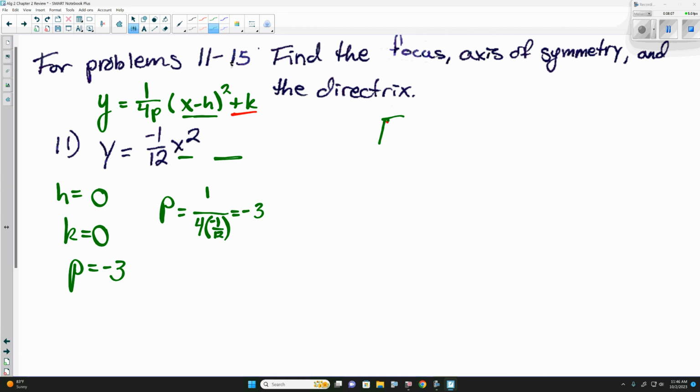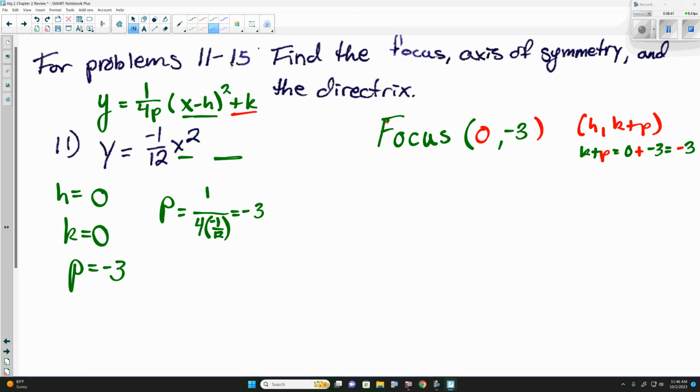Now, one of the pieces that this problem asks for is the focus. Now, if we look in the general form for y equals, the focus is the point h comma k plus p. We already know what the h value is, and since it's by itself, we can plug it in as 0. But we do need to calculate the value of k plus p. For k plus p, we know k is 0, plus the p value, which is negative 3. And 0 plus negative 3 is negative 3.